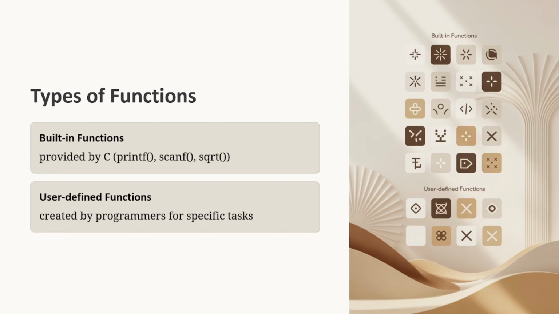Okay, next, types of functions. There are two types of function in C programming. The first one is built-in functions. Built-in functions are functions that are predefined in C programming and provided by the C language, such as printf, scanf, sqrt. These functions are already defined in C programming. And then user-defined functions. User-defined functions are functions that are created by the programmer for specific tasks. So we get two basic types of functions, built-in functions that are provided by the language, and user-defined functions that are defined by the users or programmers.